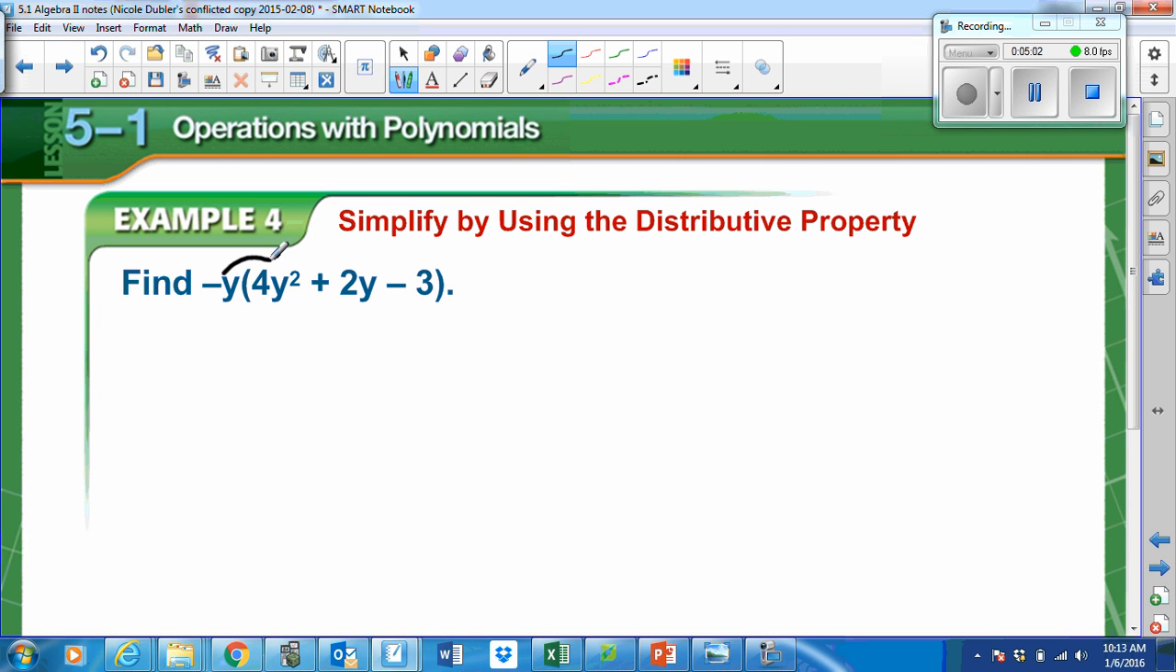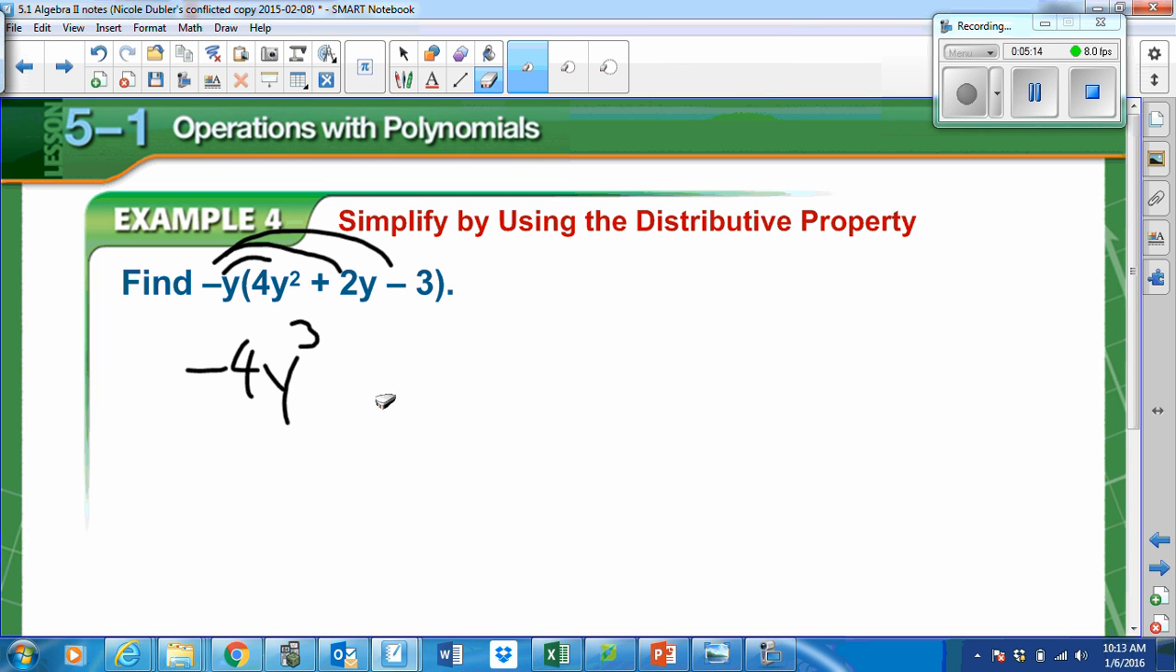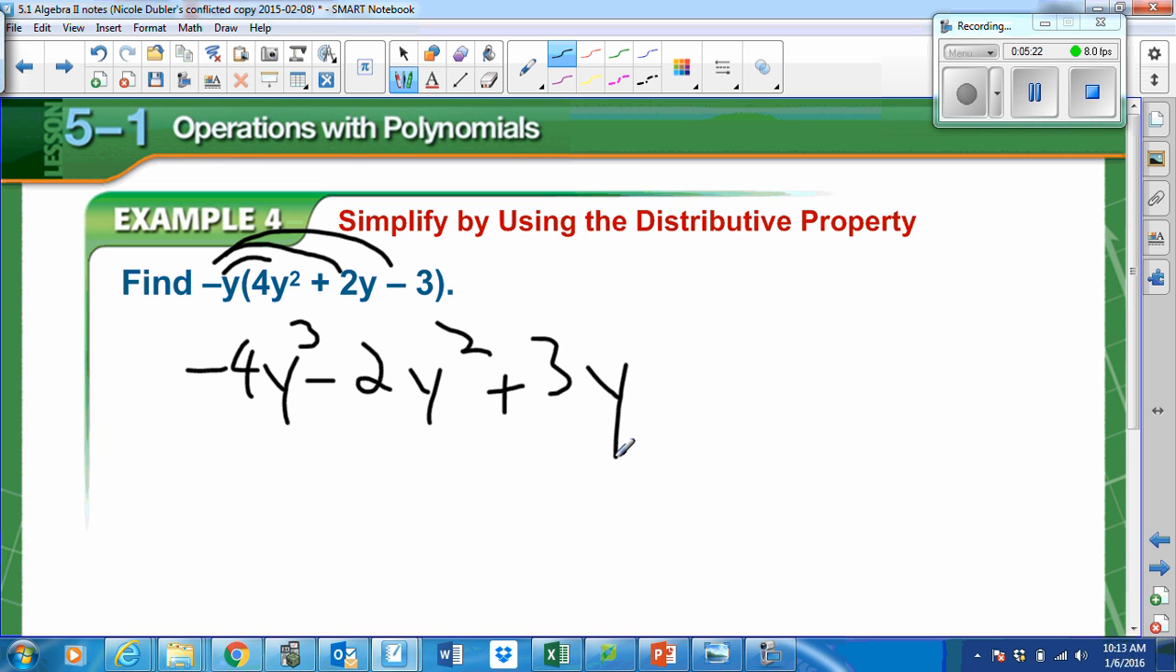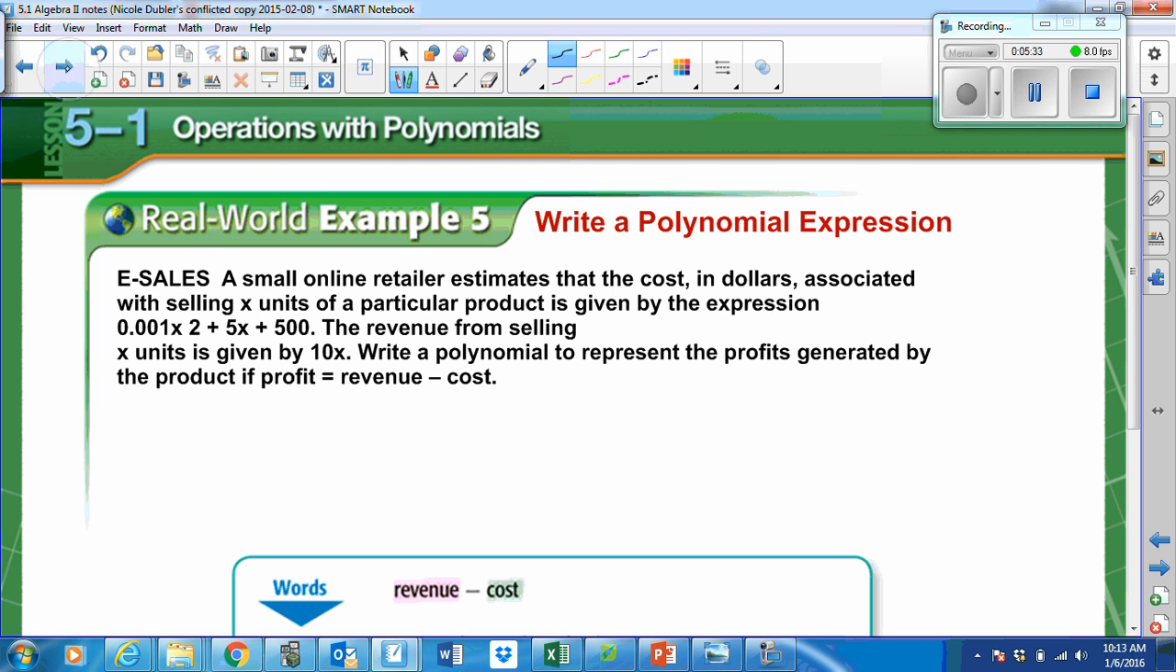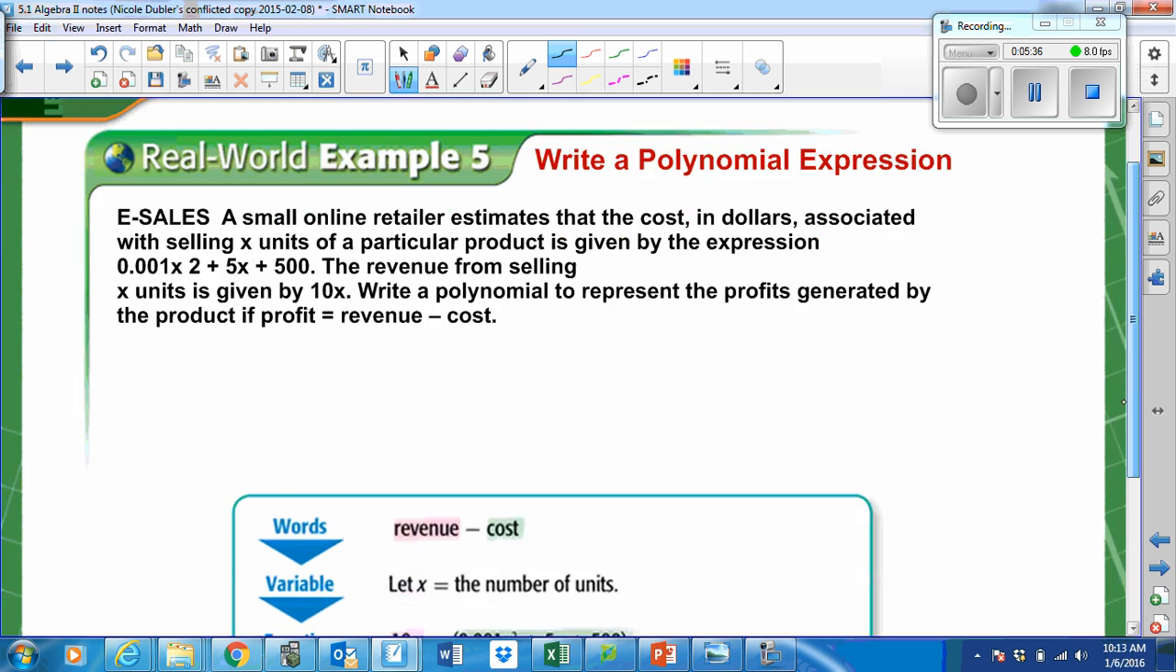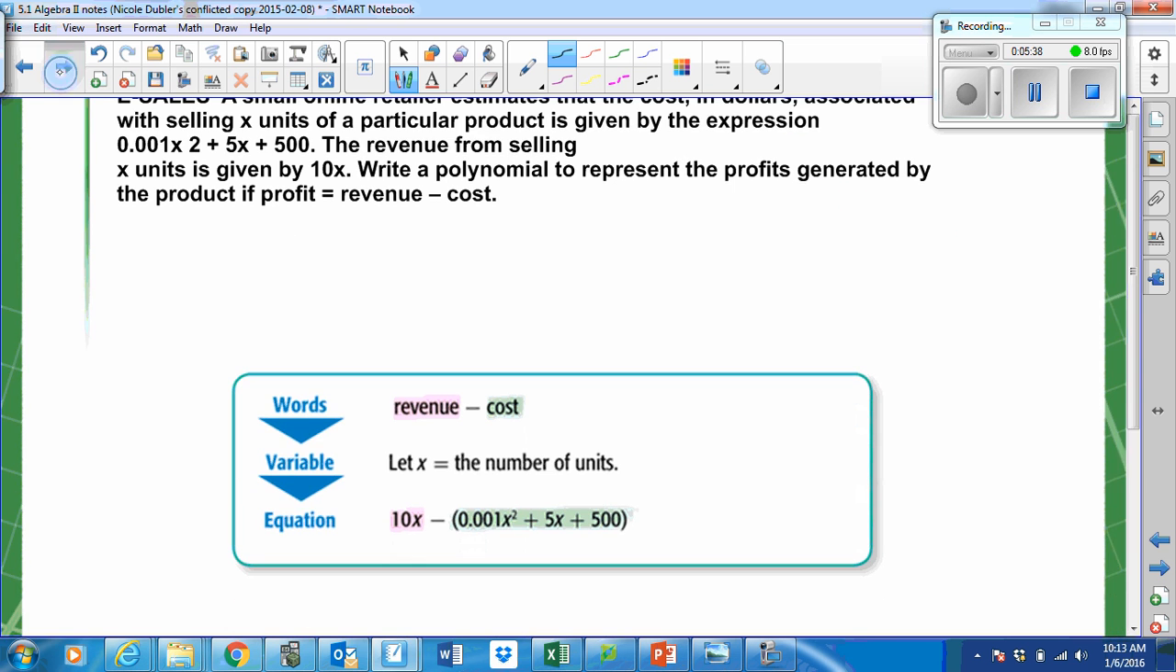So distribute. This time is where the properties of exponents are going to come in. So we're going to have negative 4y cubed plus, minus 2y squared. And then negative y times negative 3 is going to be plus 3y. So when you distribute, you can always multiply. You don't have to worry about terms being like, but you have to apply the properties of exponents to the variables. Okay, and we're going to skip this problem.